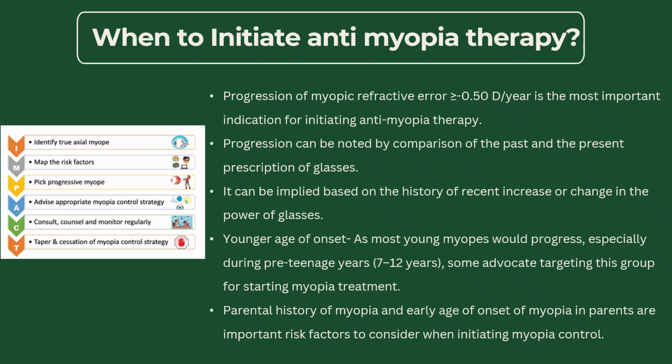Now this is also taken up, I think, in the second lecture, the IMPACT guideline which we together published in IGO. These are pretty simple pointers, the same thing that we have been discussing in the last 2.5 months. You have to identify a true axial myope, you have to map the risk factors, pick up the myope who is progressing, and then you have to think about the appropriate control strategy. The most important point here is to have record keeping, which is an essential part of a myopia control clinic, that you should have records as to how much is the progression, and then you can go back and tell the patient that this is what is happening.